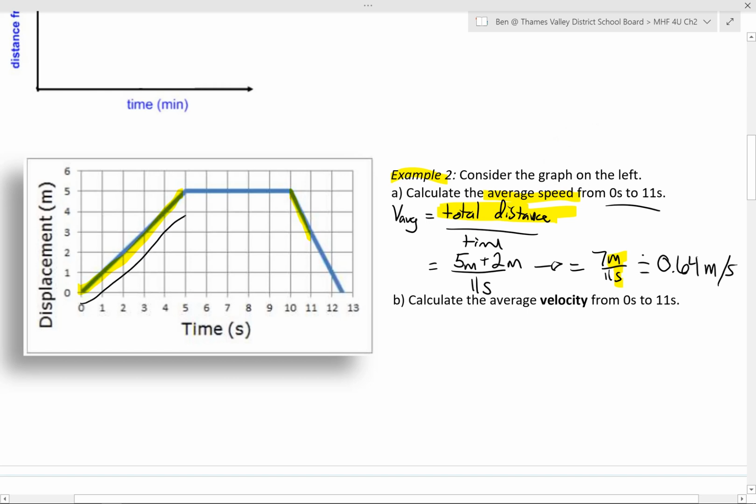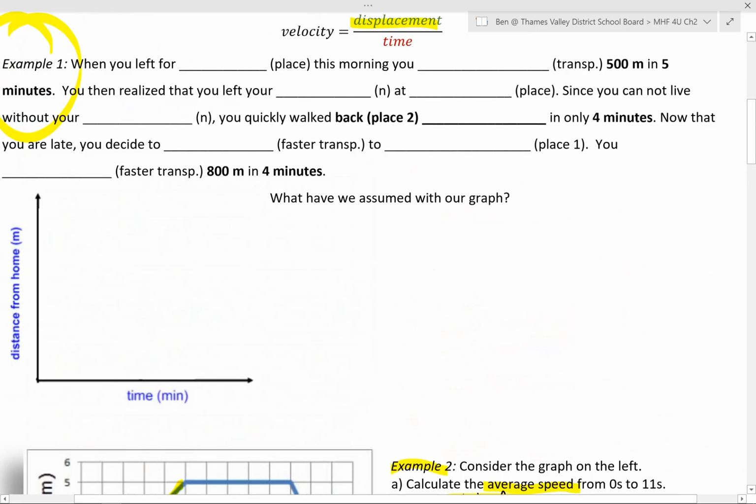We're taking the total amount of distance traveled. All right, now the average velocity from 0 until 11 seconds. We care about the amount that our position has changed. Well, at 0 seconds, our position is 0 meters away from this sensor. At 11 seconds, our position is 3 meters away from the sensor. So our position has only changed by 3 meters.